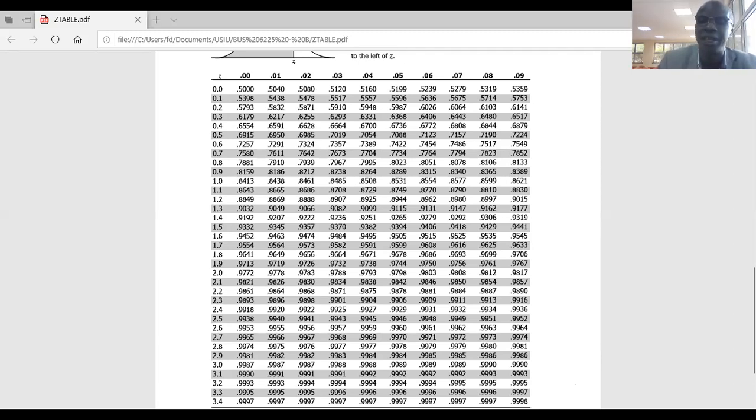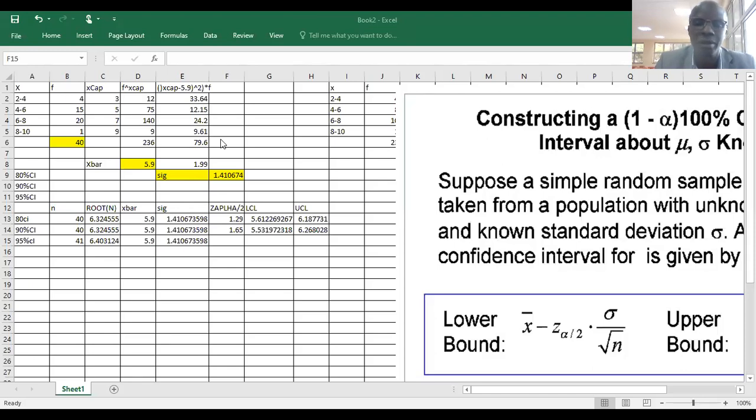1.96. Another standard value known. Come back here. So this figure here, this one, is 1.96. That is it. Then I copy this downwards. That is the confidence interval.